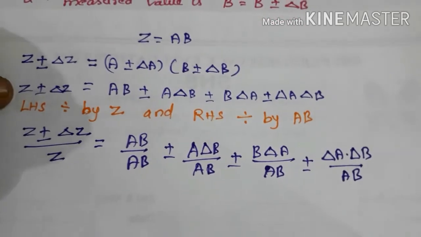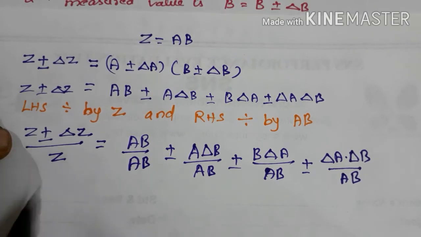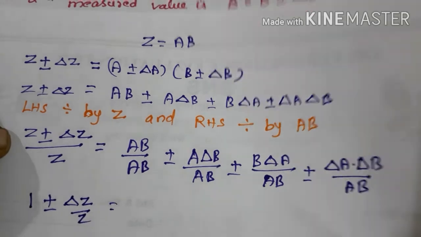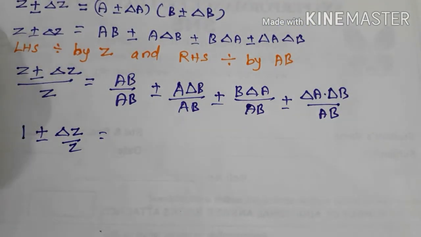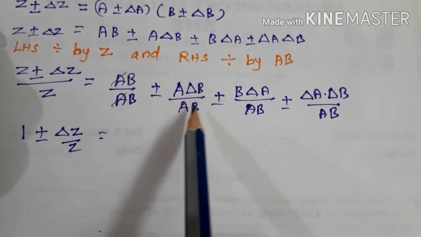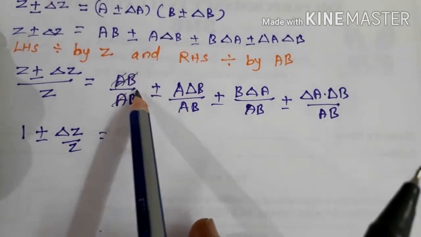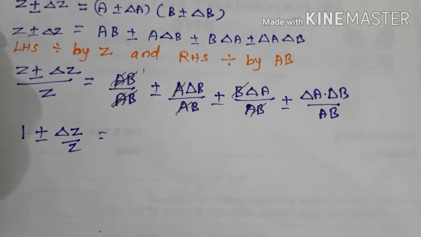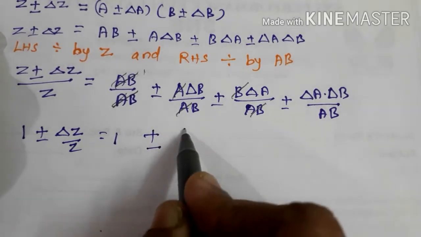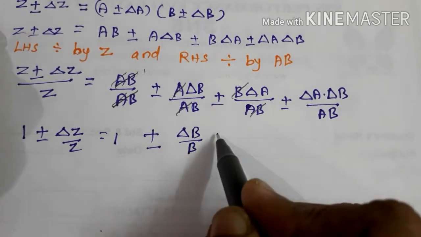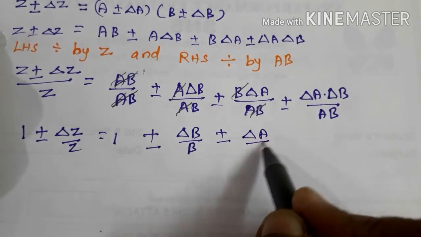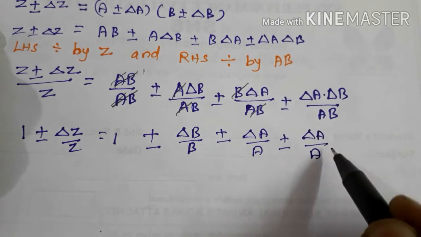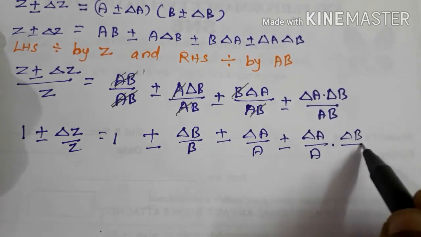Okay. Now if you split it and write, what will you get? Z by Z is 1 plus or minus delta Z by Z is equal to, you can cancel, right? You can cancel A and A here. AB and AB, if you cancel you will get 1. Here you can cancel A, here you will cancel B. So here 1 plus or minus delta B by B plus or minus delta A by A. You split and write this, children, delta A by A into delta B by B.